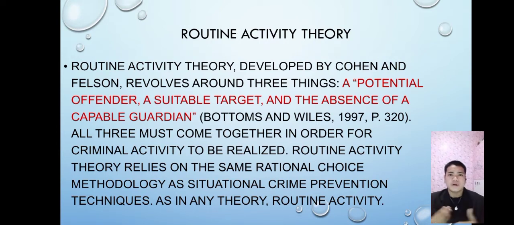For example, if an offender is motivated to commit crime, he or she might not do it if there are many people around. These people act as guardians simply by being present because they may act when they see a crime happening. On the other hand, of course, if guardians are absent, a crime is more likely to occur.